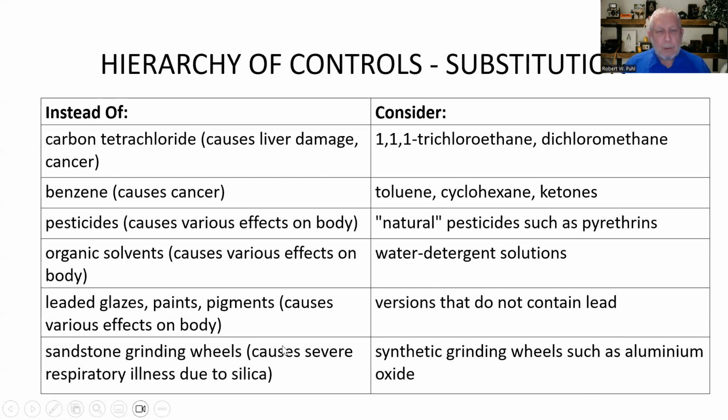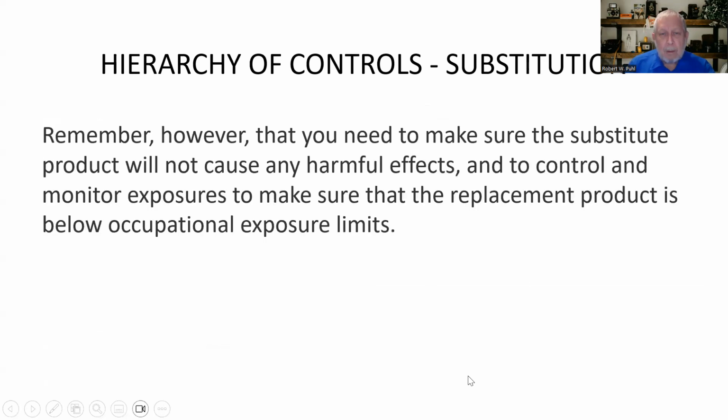Sandstone grinding wheels cause severe respiratory illness through silica. Use synthetic grinding wheels, such as aluminum oxide. Remember, however, you need to make sure that the substitute product will not cause any harmful effects, and to control and monitor exposures to make sure that the replacement product is below occupational exposure limits.